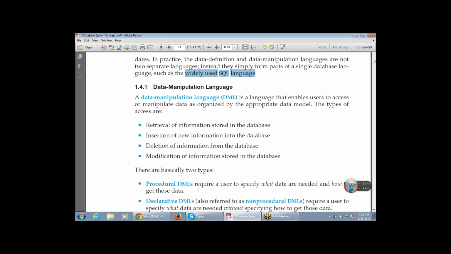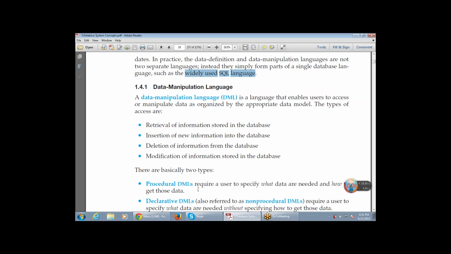So these are the various operations, the various tasks done by the DML. That is how to retrieve, how to insert, how to delete, and how to modify. So insert, delete, modify, and retrieve. Now there are two types of DML.